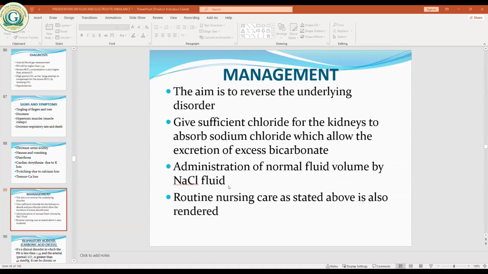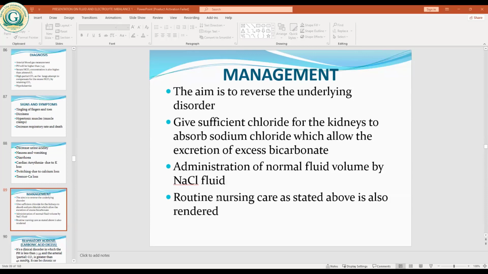So we reverse the underlying cause. We give sufficient chloride for the kidneys to reabsorb sodium chloride, which allows the excretion of excess bicarbonate. So once you absorb sodium chloride, you excrete the bicarbonate. Administration of normal fluid volume by normal saline. So once you give sodium, you excrete bicarbonate and the condition becomes reversed.